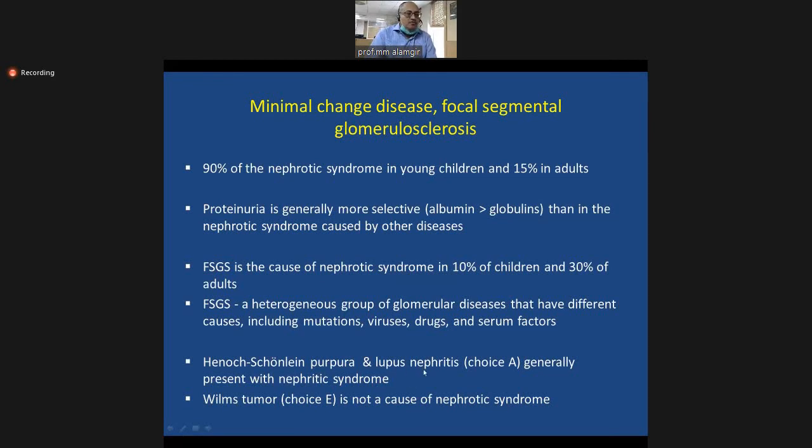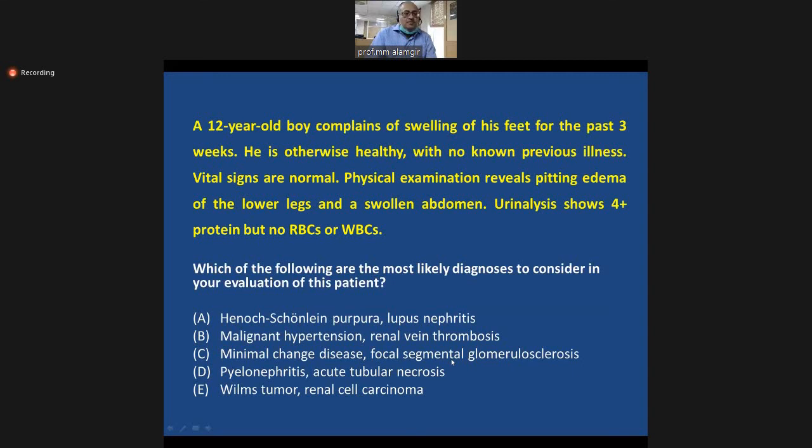Henoch-Schönlein purpura and lupus nephritis choices generally present with nephritic syndrome. They do not present with nephrotic syndrome. So this child has nephrotic syndrome. Wilms tumor is not a cause of nephrotic syndrome. So the most palatable answer is the minimal change disease or focal segmental. But focal segmental only occurs in 10% of children. So the main choice is the minimal change disease. Focal segmental should be removed from this option. This is wrongly written here.